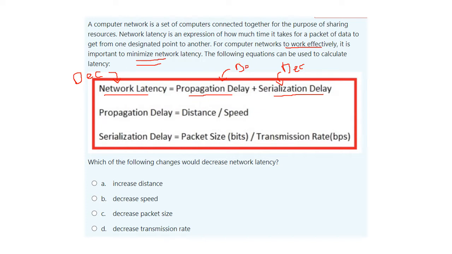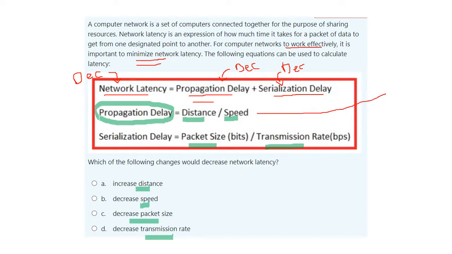So which one of these can do that? Firstly, propagation delay is not included and serialization delay is not included. So what do we have? We have distance, we have speed, we have packet size, and we have transmission rate. So we want the propagation delay to be smaller.